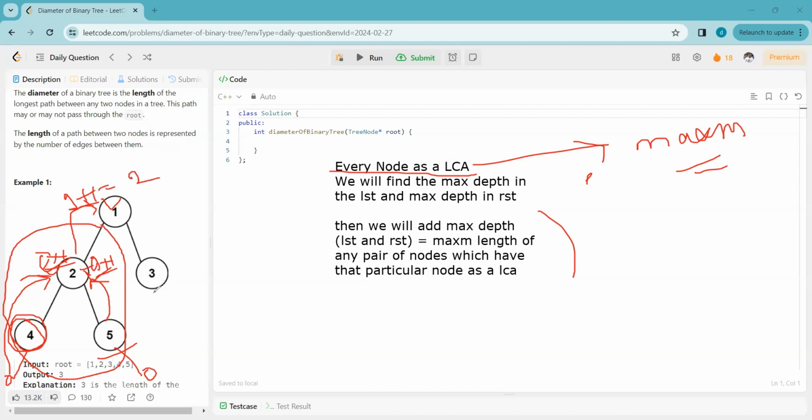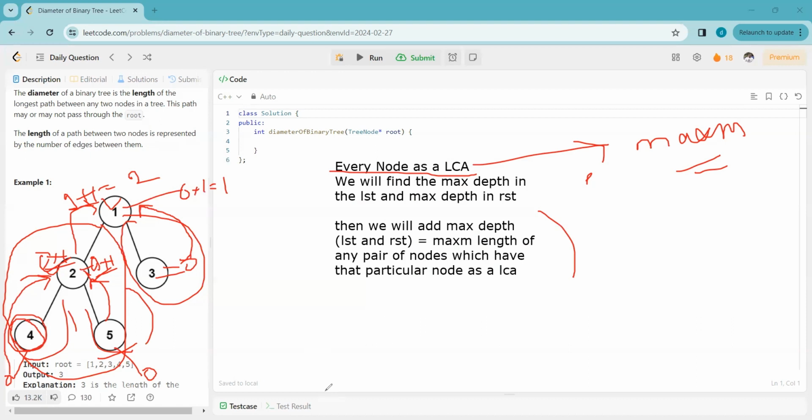Similarly, for 3, we can see there is no children. That means the maximum depth for 3 is 0. We can pass this value to its parent and we can say the maximum depth of the right subtree for 1 will be 0 plus 1, that is 1. So in this way, for every node, we can get the depth of the left subtree and right subtree from its children. In this way, we can find the depth for each node and we can get the maximum and we will return that.